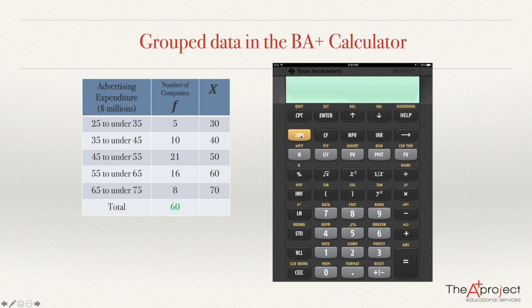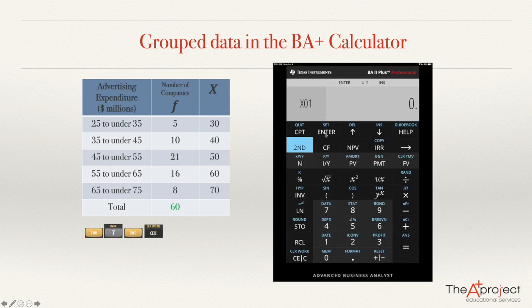Okay, let's do it. Press from the beginning: second data, second clear work. If you do that, the calculator is going to ask you immediately what is the value of the first value of x. What is the value of the first observation of the variable? This observation in a grouped data set will be the midpoint. So the midpoint of each class will be this x here.